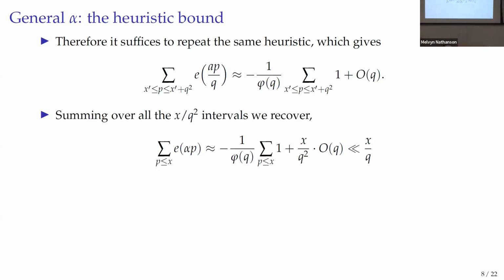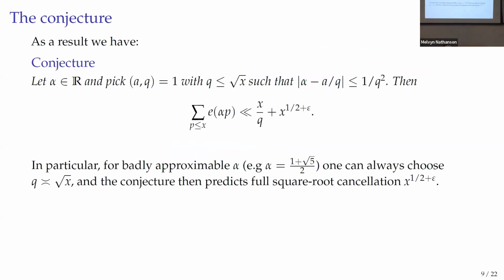Okay? So this is actually the final conjecture, which we believe. And we believe that this sum should be bounded by x over q plus square root of x. This should be sharp, and this is the final truth about this exponential sum. This is what we believe to be true. Okay, and also notice one thing, that if alpha is a quadratic irrational, you can actually choose q to be of size square root x, and then you get exactly square root cancellation. So that's what's actually believed for, let's say, square root of 2.